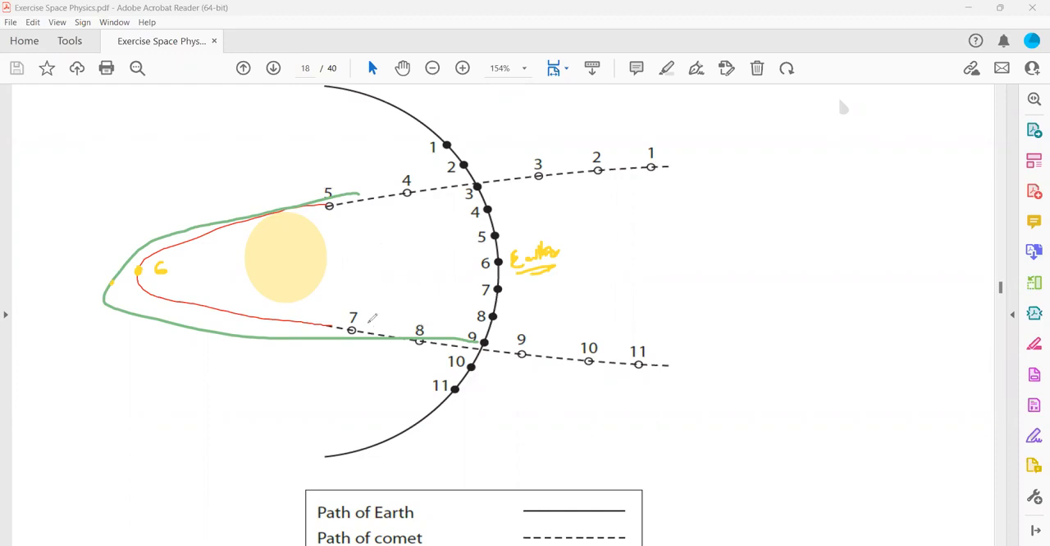If it was in front of the sun in week 6, we would be able to see it. But this comet is behind the sun, that's why we are not able to.